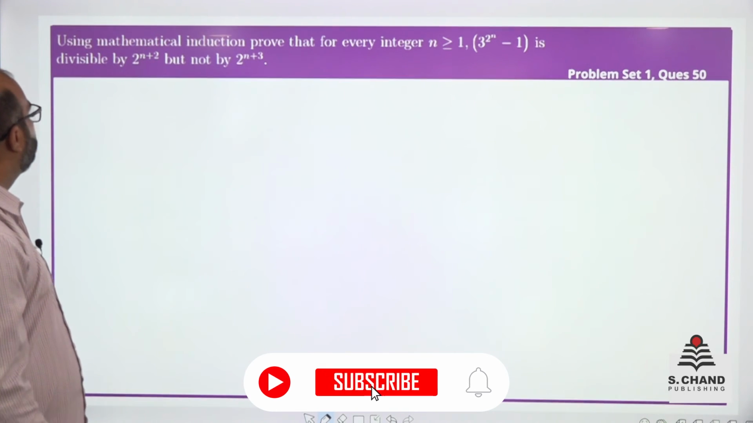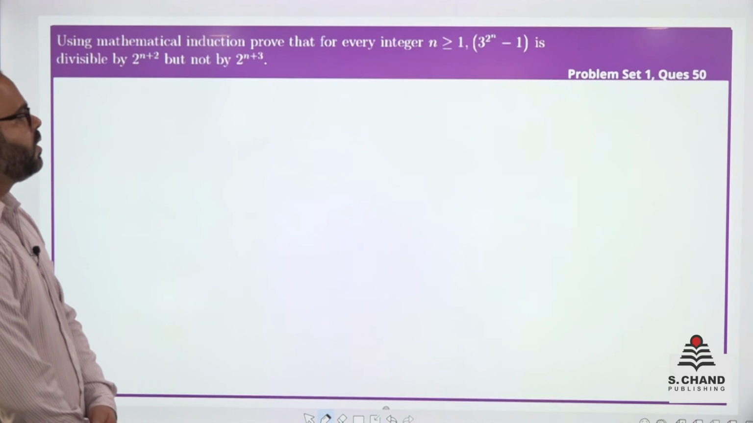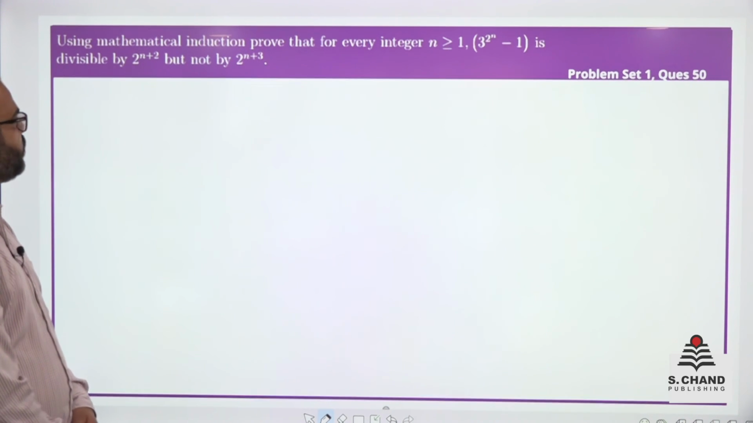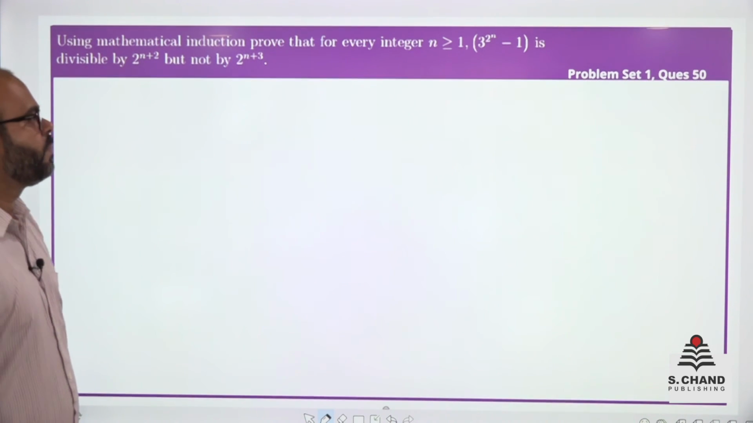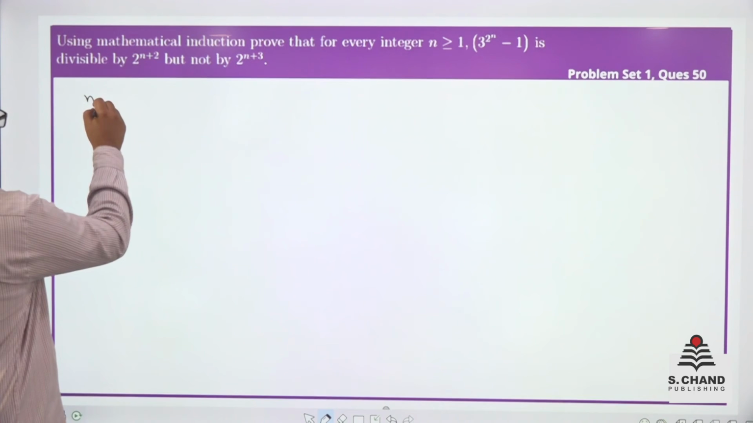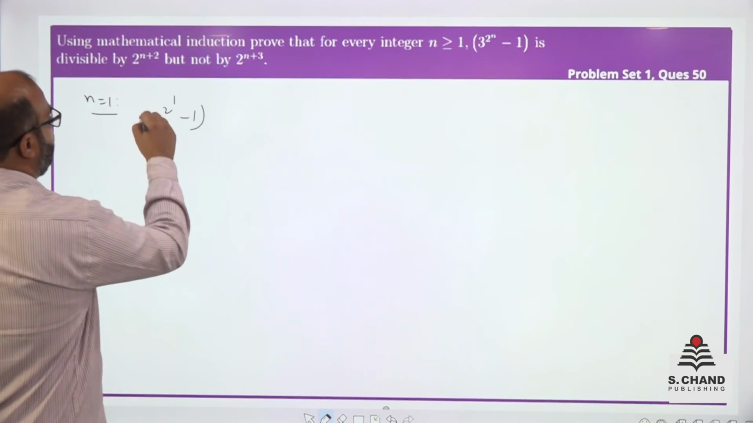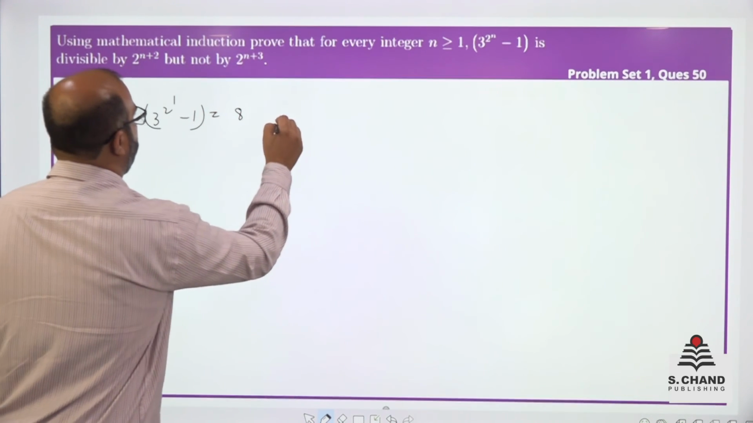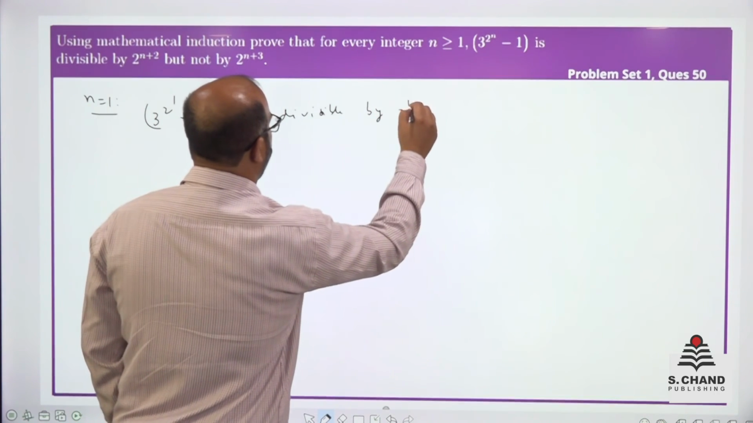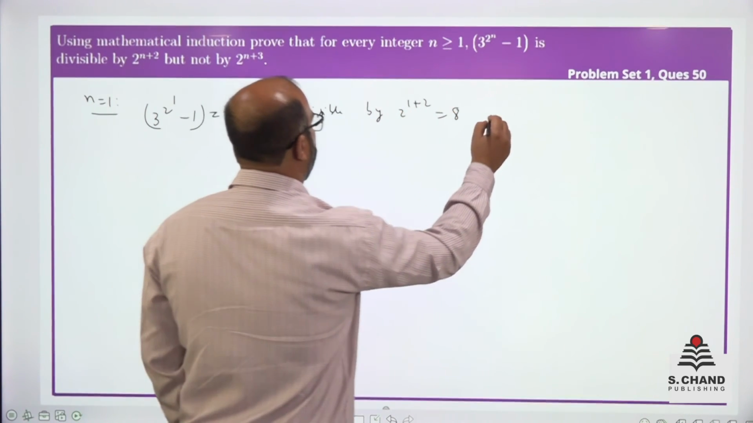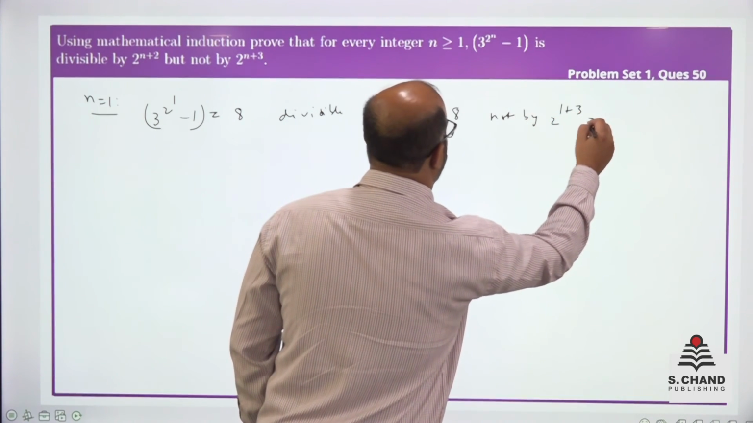Okay, next question is, using mathematical induction, prove that for every integer n greater than or equal to 1, 3 to the power 2 to the power n minus 1 is divisible by 2 to the power n plus 2 but not by 2 to the power n plus 3. So for n is equal to 1, what is the situation? Let us see. 3 to the power 2 to the power 1 minus 1 will be 8. It is divisible by 2 to the power 1 plus 2, that is 8, not by 2 to the power 1 plus 3, 16.